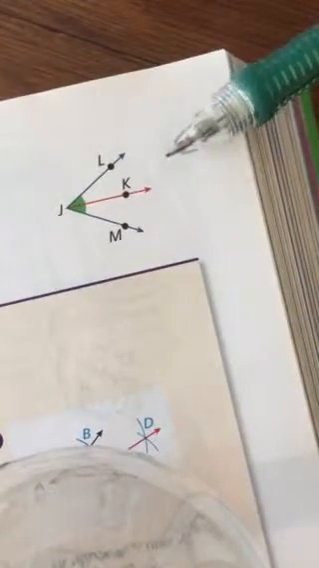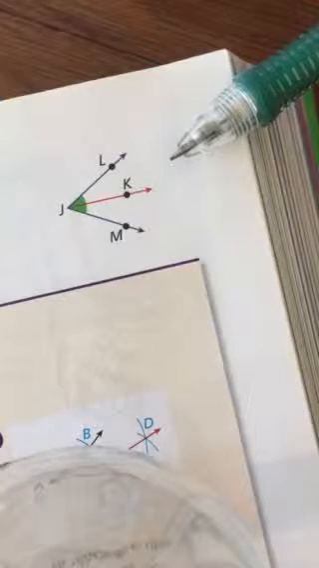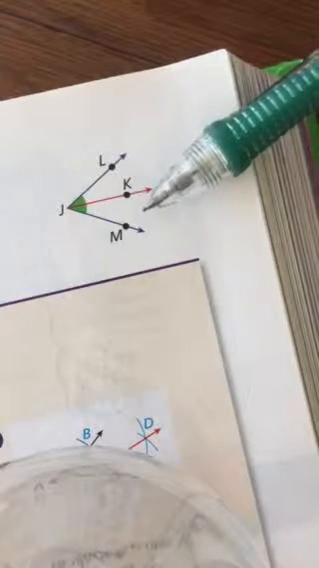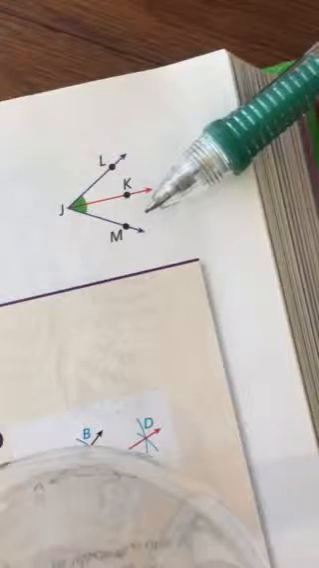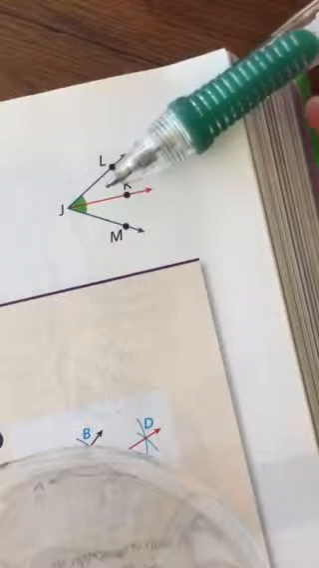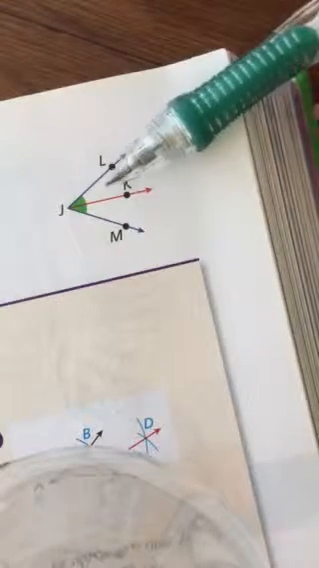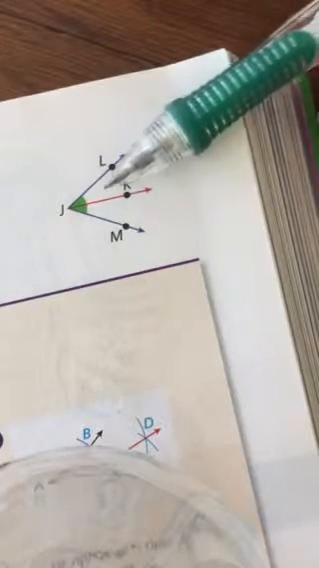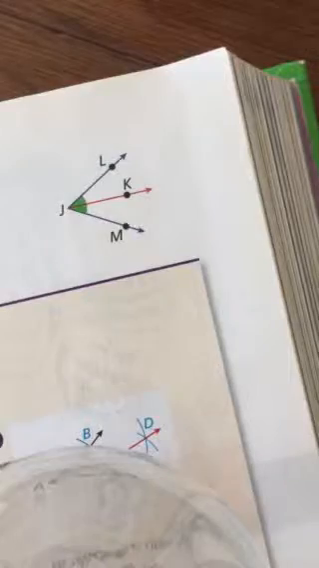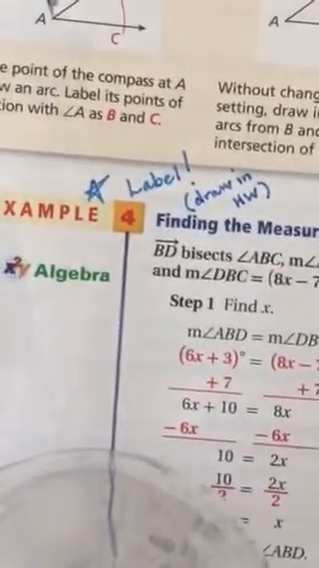So here we have an angle bisector that is ray JK, and it is cutting angle LJM into 2 smaller equal angles, the one on top and the one on the bottom. And we can use that information to do math because algebraically, if we are given some information for this angle and information for this angle, we can set them equal to each other and solve for any variables that might be in the problem. So let's look at example 4.